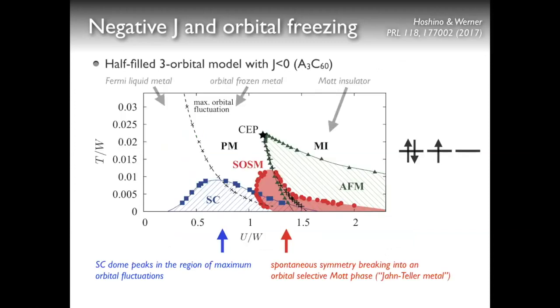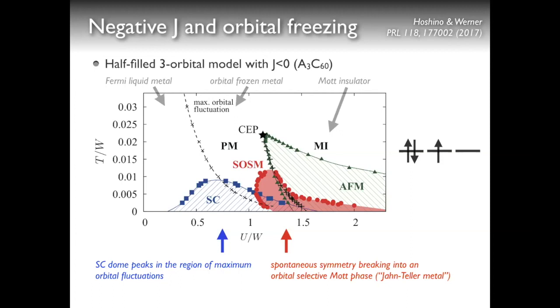Now, the realistic systems which have effectively negative J's are the Fullerite compounds, and these are half-filled 3-orbital systems. There the situation is a little bit different, because in a 3-orbital system with 3 electrons, if 2 electrons pair up in one orbital, there is still a 3rd orbital with a single electron that can support metallicity. So these systems do not so easily go Mott insulating.